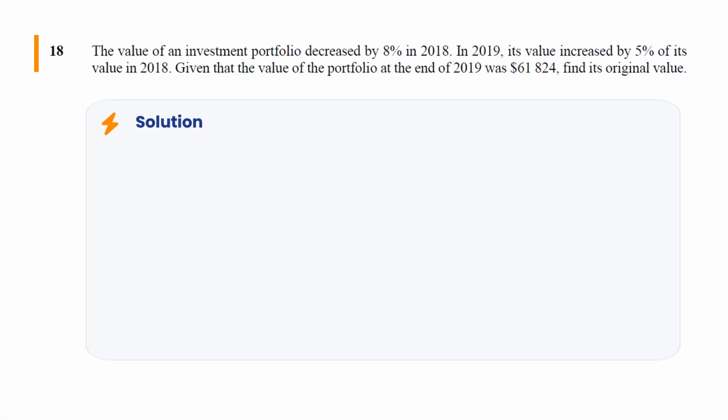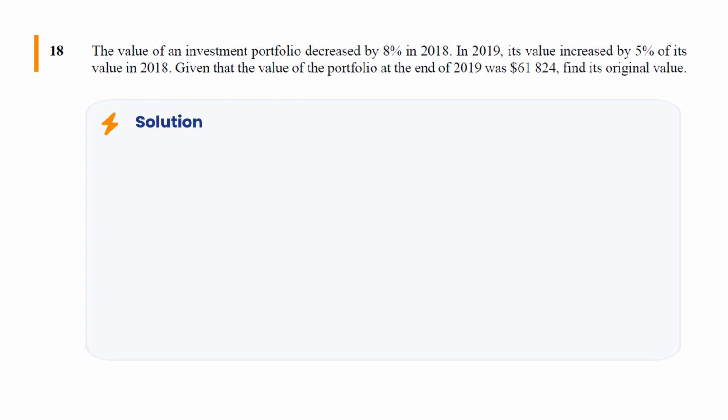All right, let's look at question 18. For question 18, we are dealing with an investment portfolio. We don't know the original value amount. This is what we need to find, the original value. In 2018, this original value decreased by 8%. And then this new value was increased by 5% in 2019, and this increased value is equal to 61,824.